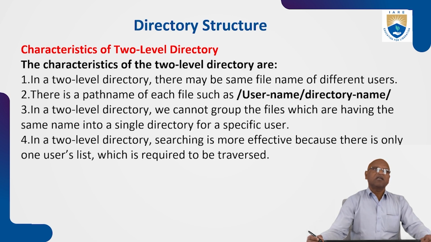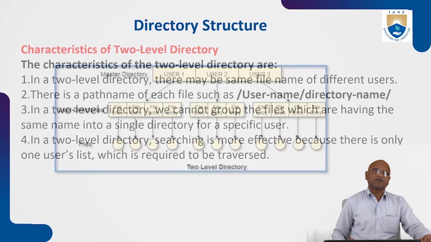So in a two-level directory, we cannot group the files which have the same name into a single directory for a specific user. That's what we are discussing. No two files will have the same name. In a two-level directory, searching is more effective because there is only one user's list which is required to be traversed. At a time, we use one user. So that is so easy.